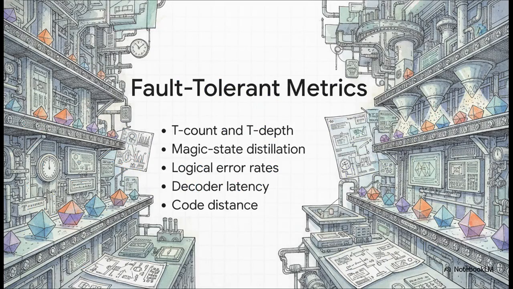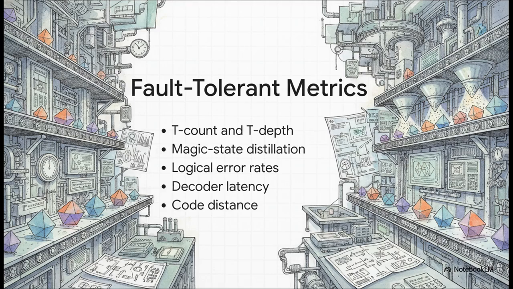When we step into this fault-tolerant era, our whole vocabulary has to fundamentally change. We stop obsessing over just physical circuit depth, and we start optimizing for an entirely new set of metrics. T-count and T-depth, for instance, measure the absolute most expensive non-Clifford operations in your circuit. Then you have magic state distillation and T-factories. These are literally dedicated hardware zones that produce the resources for those T-gates.